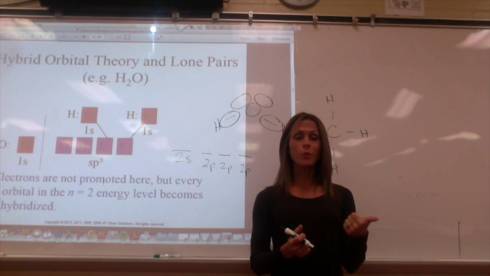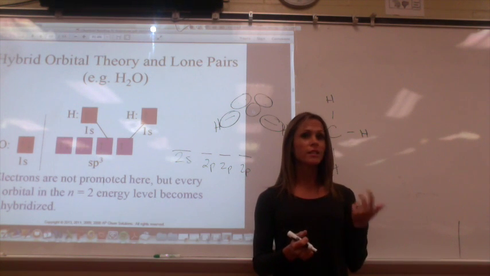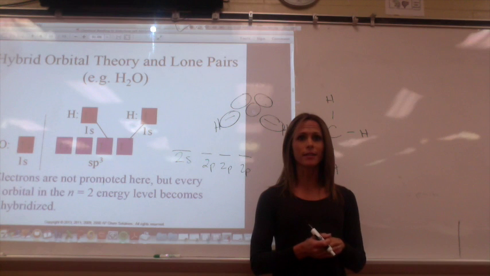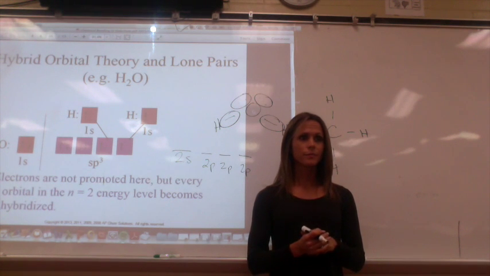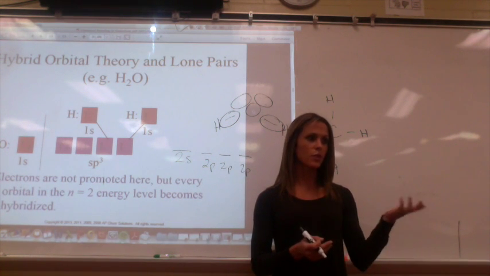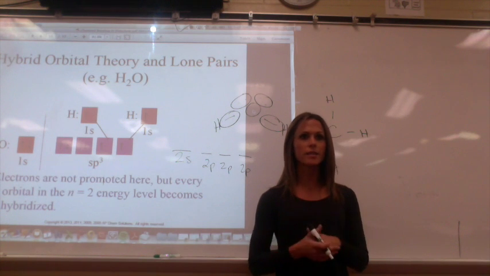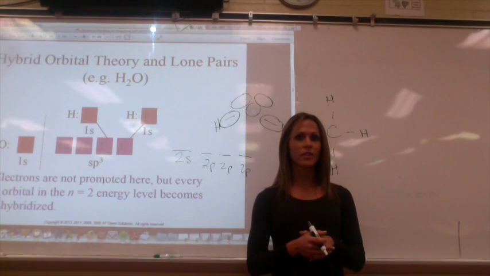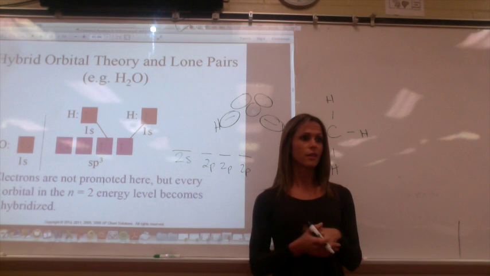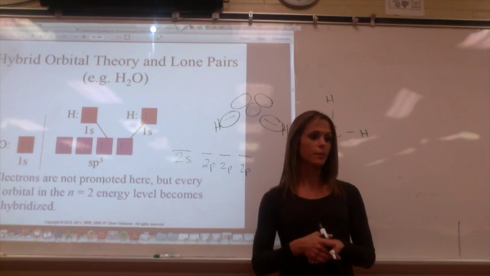S can have 1, P can have 3, D can have 5. You're not going to go past that. In fact, I think the most you've seen so far is that we can have 6 bonding domains and 0 non-bonding. We haven't gone past that. The octahedral is the biggest there.